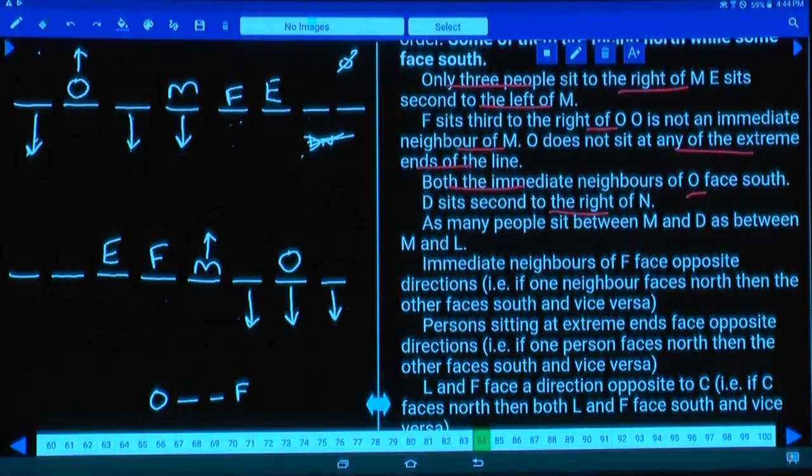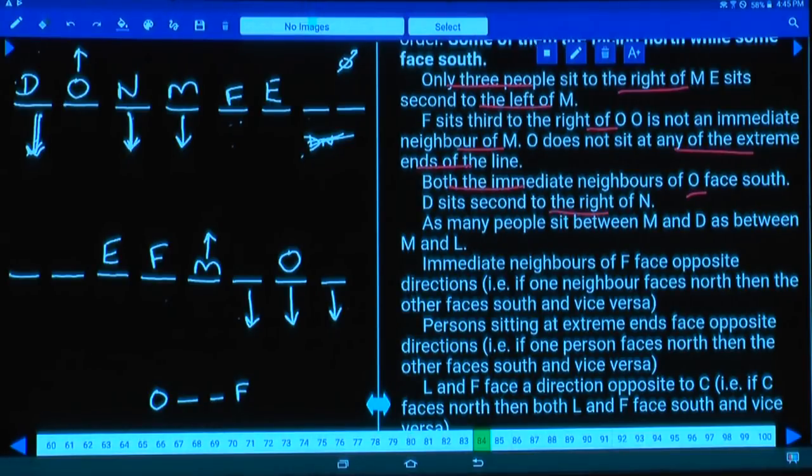As D sits second to the right of N, then tell me whether D can be here or not. If D is here, then N will be here. Then is D sits second to the right of N possible or not? Then, can D be at this place? If D is at this place, N is facing towards south, D will be second to the left rather than second to the right. Hence, where should this D be? D must be at this end. D is here, N is here, N is facing south, D sits second to the right of N.